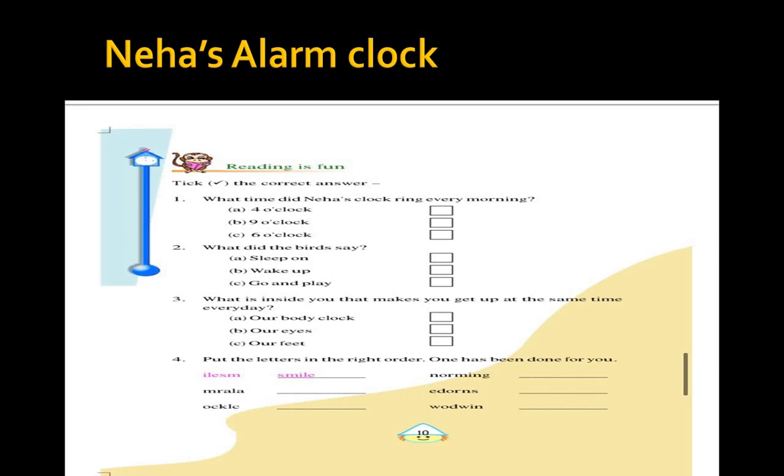And now question number 4, put the letters in the right order. One has already been done for you. I think we have already done this practice last year. Okay, so the first one has already been done. These are jumbled letters, and you have to arrange them properly so that you can form a right word. Like the first one is smile. The next one beside it is very easy, ing. The word ends with ing, and the first letter is M. So I am going to tell you this particular word, that is morning.